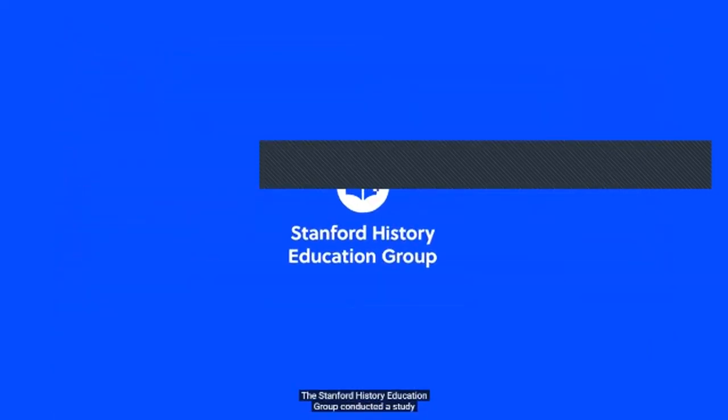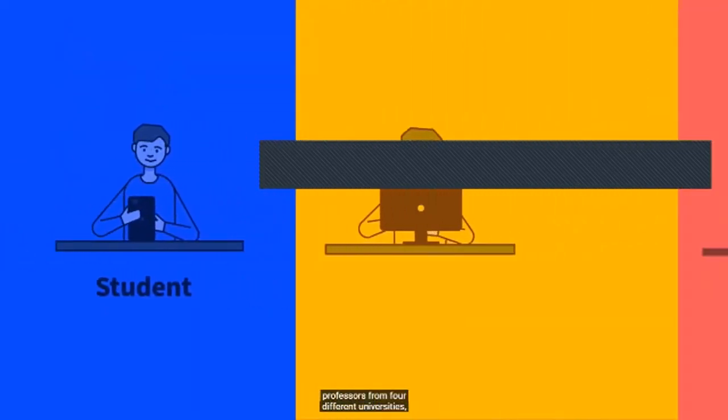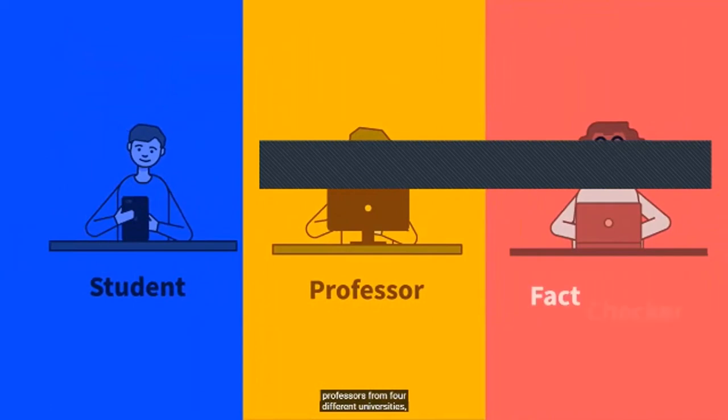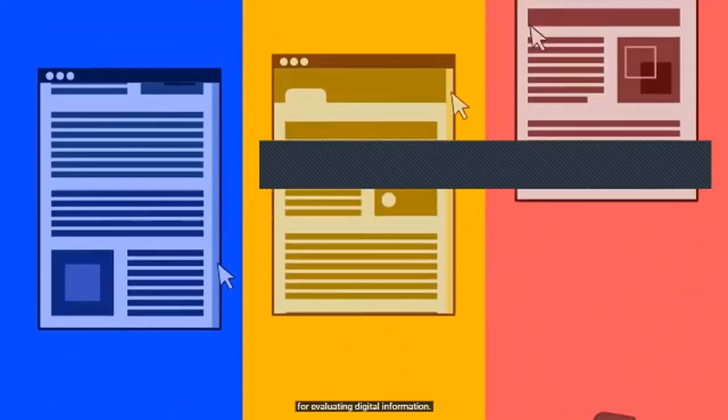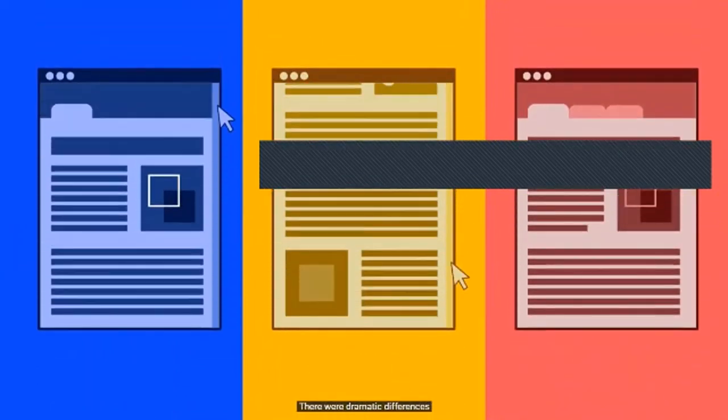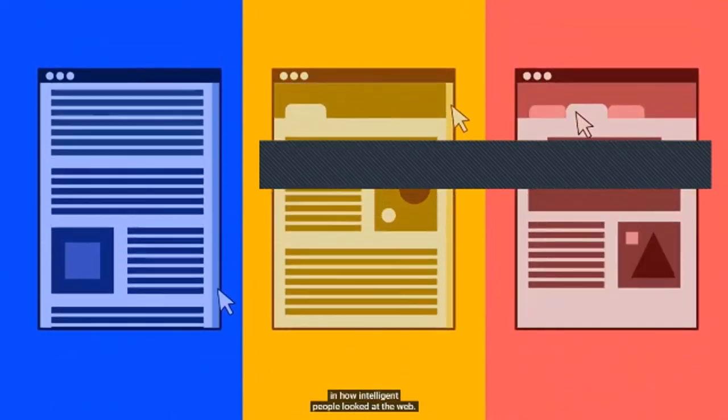The Stanford History Education Group conducted a study with Stanford undergraduates, professors from 4 different universities, and professional fact-checkers to determine the most effective methods for evaluating digital information. There were dramatic differences in how intelligent people looked at the web.